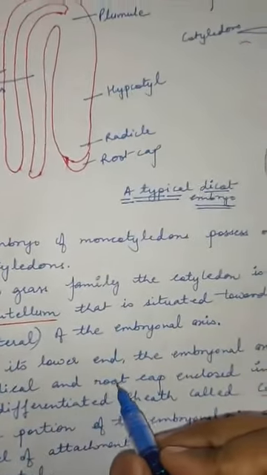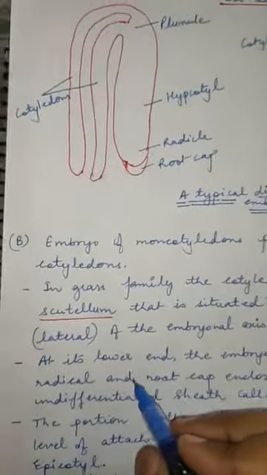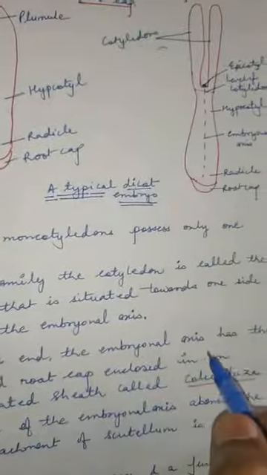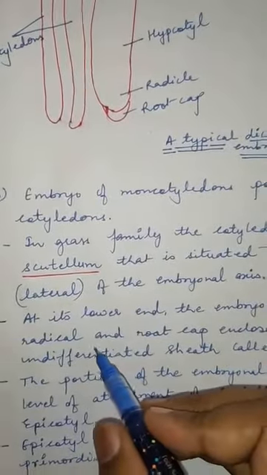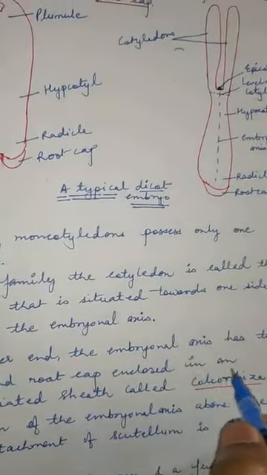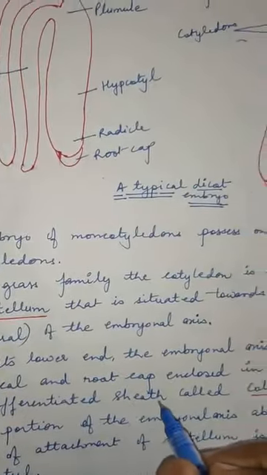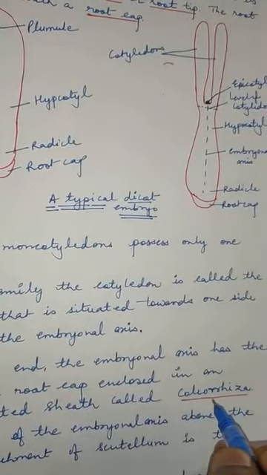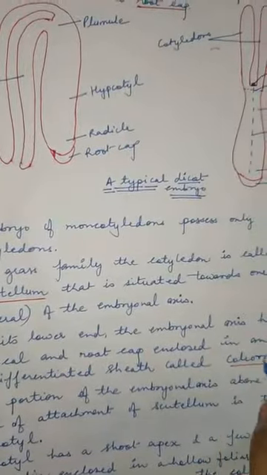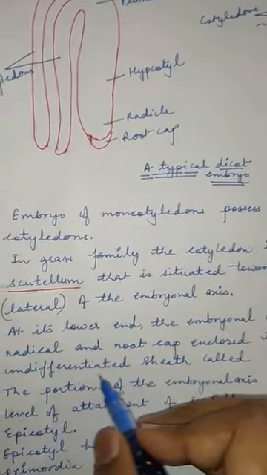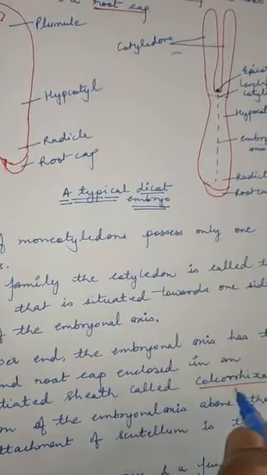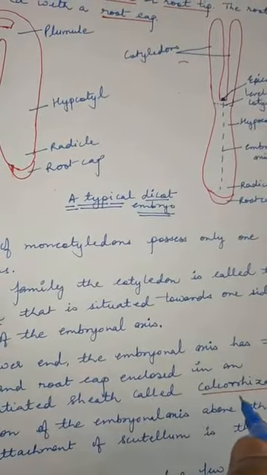At its lower end, the embryonal axis has the radical and the root cap, right? What will be there at the lower end? The embryonal axis has the radical part and the root cap enclosed in an undifferentiated sheath called the coleorhiza, right? So coleorhiza for the root cap. An undifferentiated sheath, that is an undifferentiated cover, is called the coleorhiza. Clear? Coleorhiza.